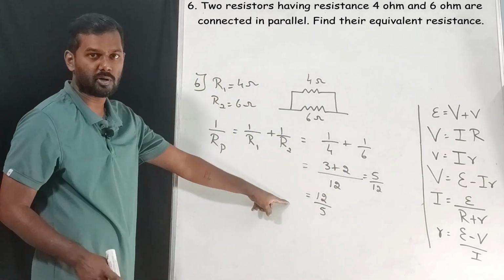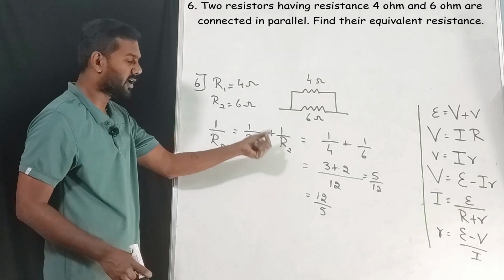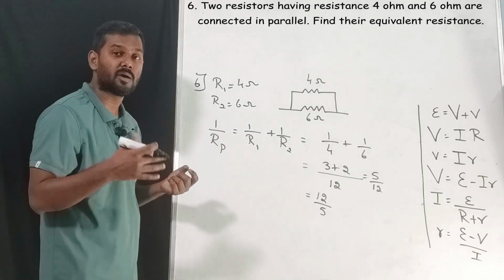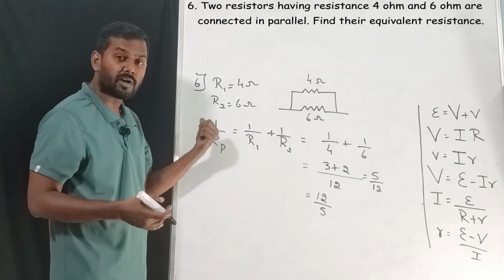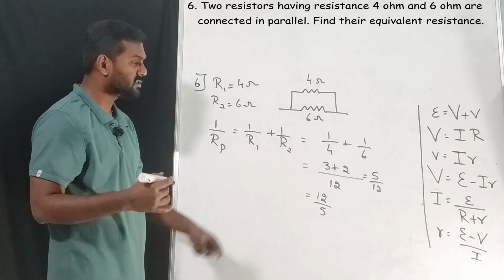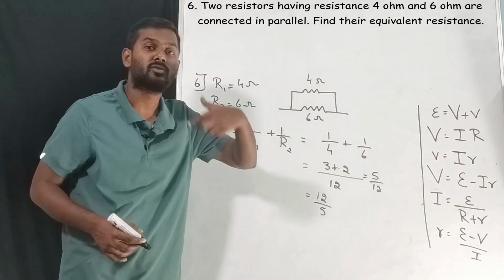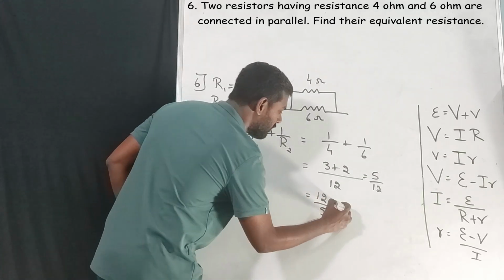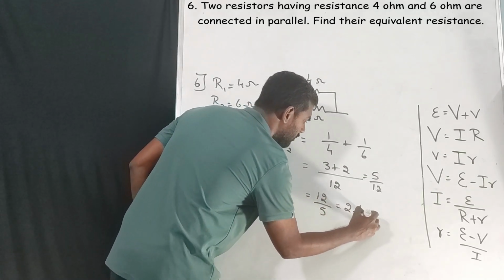So this is very much important. Most of the students, while doing the questions in the main exam or anywhere, forget to take the reciprocal. See, we are not finding Rp, it is 1 by Rp. That means whatever value you get, you have to take the reciprocal. So 12 by 5 is nothing but 2.4 ohms.